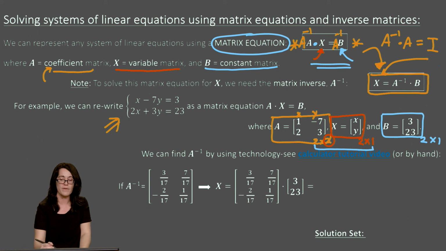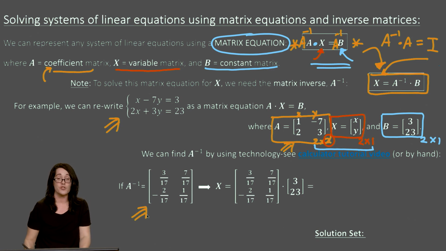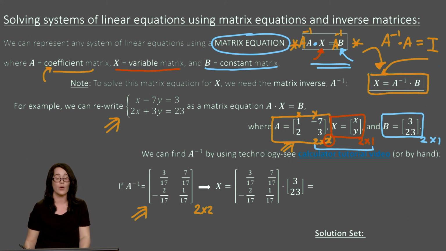So assuming you found A inverse by going into technology and asking it to give you the inverse, let's suppose that they give us our inverse, and it is the 2 by 2 matrix, with row 1 being 3/17, 7/17, and row 2 being -2/17 and 1/17.